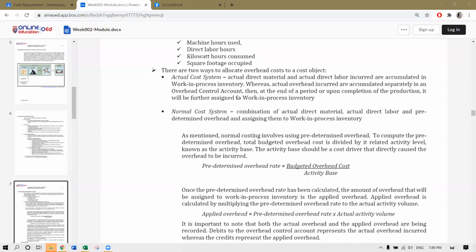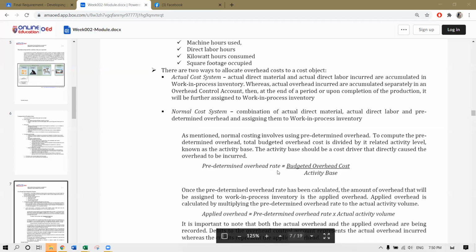Next is a normal cost system. It is the combination of actual direct material, actual direct labor, and predetermined overhead and assigned them to work in process inventory. Ang pagkakaibala nira is on the overhead. Parehas man nira actual direct labor, actual direct material. Ang pagkakaibala nira was on the work in process because they have based on the overhead. Ngayon. Because they have what we call the predetermined overhead. So, ano nga ba ito nga predetermined overhead?